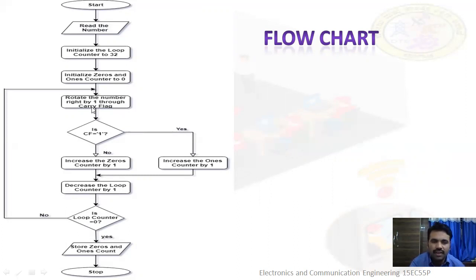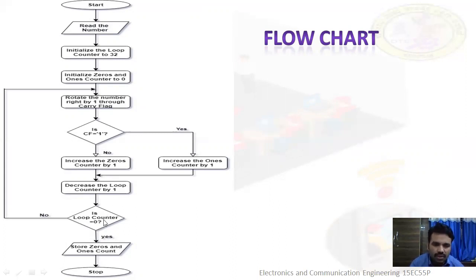What is the logic I said? We rotate the number through the carry, right? So that's what we are doing here. Rotate the number right by one position through the carry flag. Now we are going to check that carry flag. If it is 1, yes, increment the ones counter. If it is 0, increment the zeros counter. Now we are done with checking one bit, so we go to decrementing the loop counter by 1.